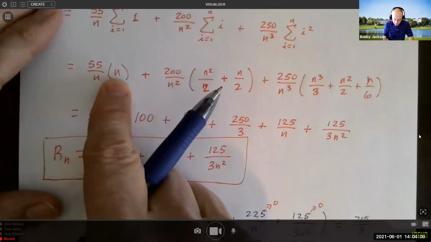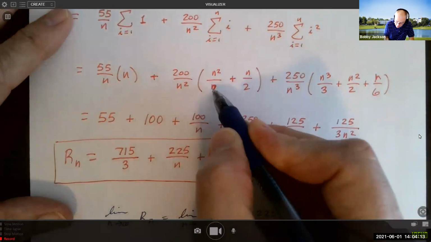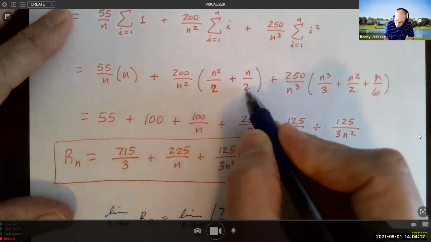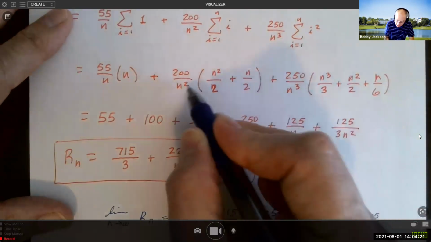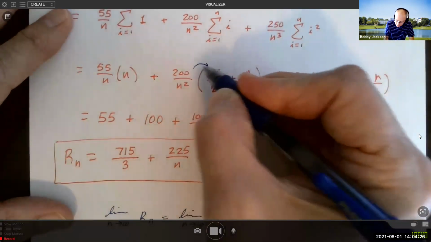55 over n times n, we already said is 55. Here I distribute through. 200 divided by 2 is 100. N squared divided by n squared is 1, so I get 100 here. 2 goes into 200 100 times. N up top, n squared on the bottom leaves 1 n on the bottom. So that's distributing that through.